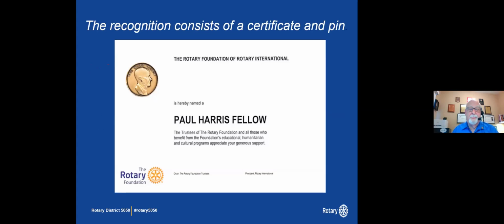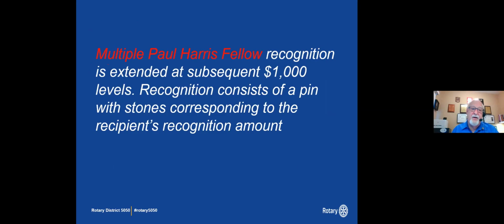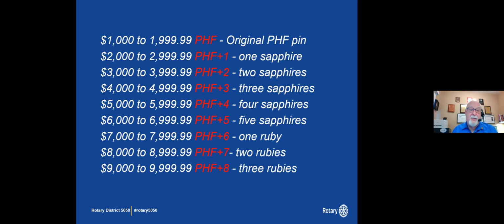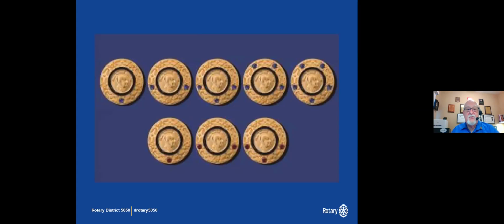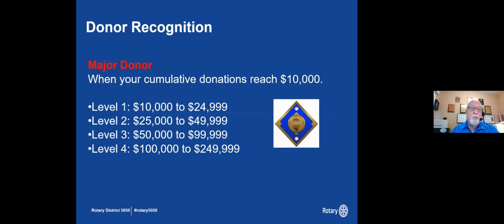Paul Harris Fellows, the first one was the Paul Harris recognition. Again, I'm sitting there at a Paul Harris Fellow +7. Doesn't mean to say I've donated $8,000 or $9,000. Pins, you get to see the senior pins. When you get to the donor recognition, the major donor, then this number here, $10,000, that's actual money. Anything above that starts getting into the real hard money.